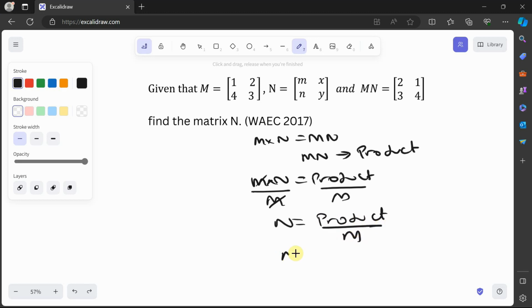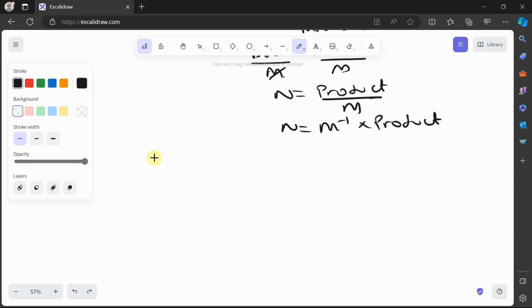How else can we say this? You can say N is equal to M inverse multiplied by the product. So here we are going to find the inverse of M. When we find the inverse of M, we'll then multiply it with the product. This is actually a very good question. Let's find the M inverse.